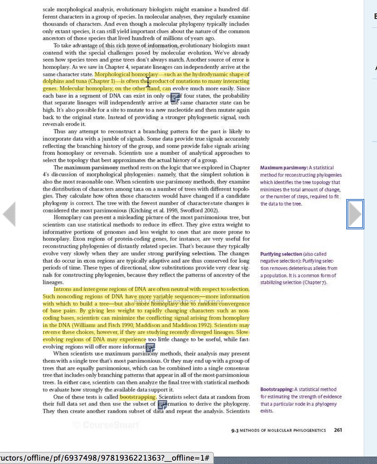Okay, here I want to point out morphological versus molecular homoplasy. How are they different? That's going to be an important one.